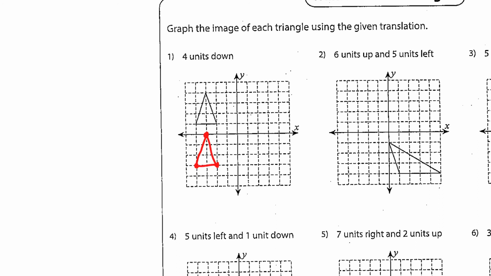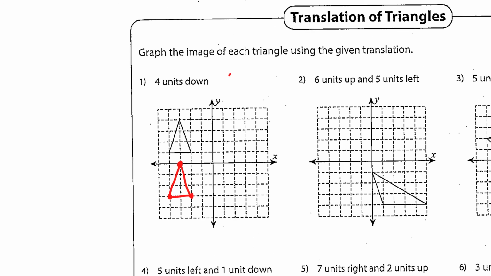I want you to do the translation, like move it, but what I also want you to write, though it doesn't say anything about it, is the vector of what it would be. So if it's just 4 units down, what would the vector be? It'd be 0, negative 4. There's no left-right movement, just down 4 units.